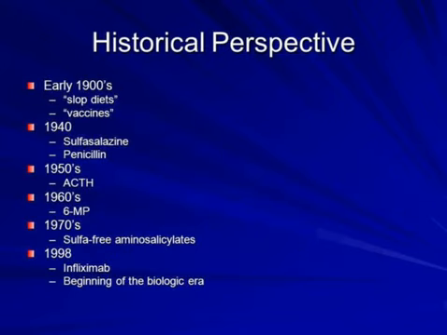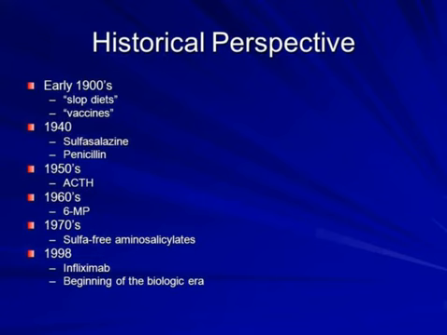So now you are completely bogged down with details of medical therapy of Crohn's, so I think it's a good idea to take a step back and get a bigger picture historical perspective on the evolution of these medications. Interestingly, in the early 1900s, slop diets and vaccines were the treatments of choice for Crohn's. In the 1940s, we did have sulfasalazine, and penicillin was available and prescribed.